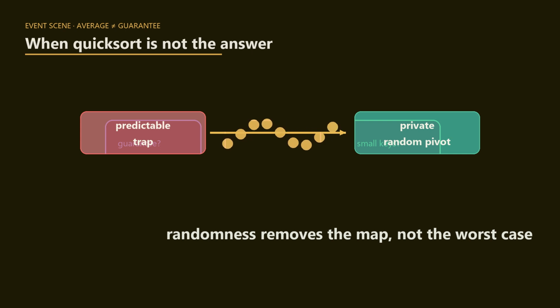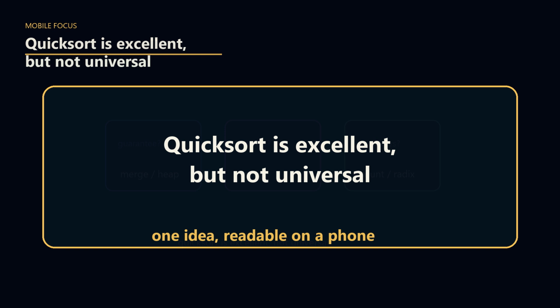Quicksort is not always the best choice. If you need guaranteed worst-case time, heap sort or merge sort may be safer. If you need stability, basic quicksort is not stable. If your keys are small integers, counting or radix sort may use stronger assumptions and win.